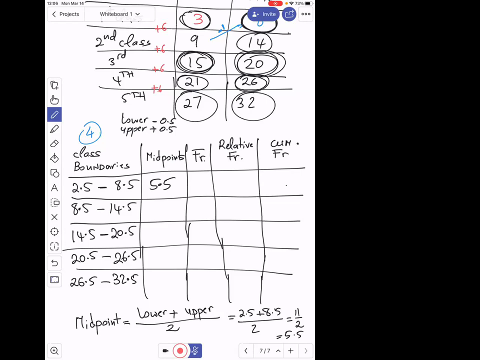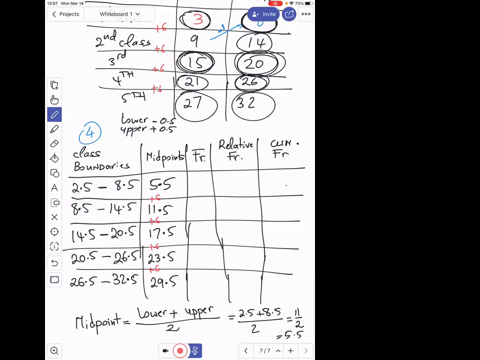Next, guys, you can just add the width. You don't really have to apply the formula again. You can just add the width each time, plus 6, and plus 6. So 5.5 plus 6, that's 11.5, plus another 6, that's 17.5, another 6, that's 23.5, and another 6, that will be 29.5.